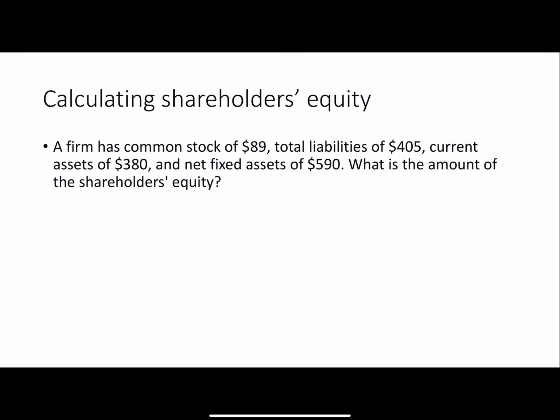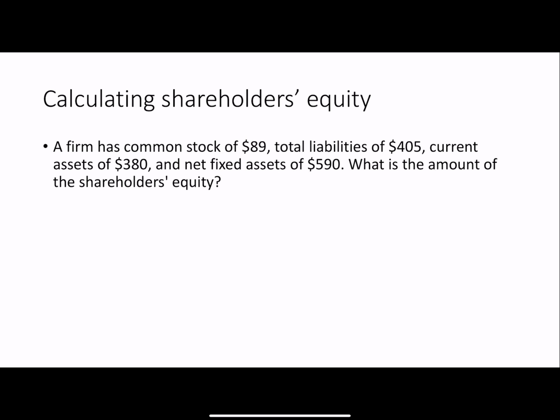Let's suppose you're looking at a firm and it has common stock of $89, total liabilities of $405, current assets of $380, and net fixed assets of $590. What is the amount of the shareholders' equity for this firm?